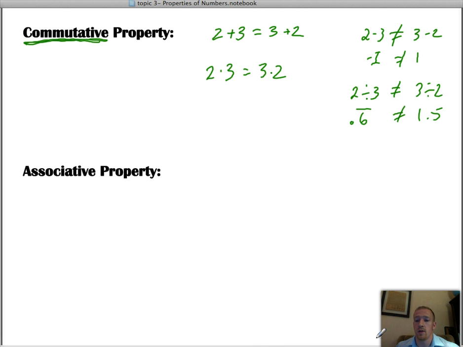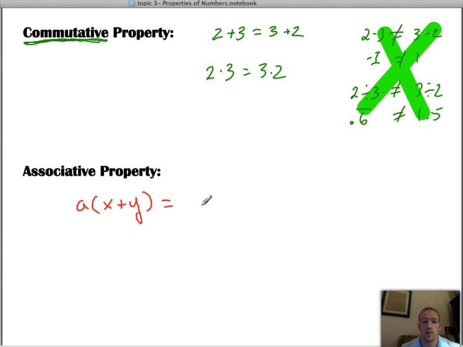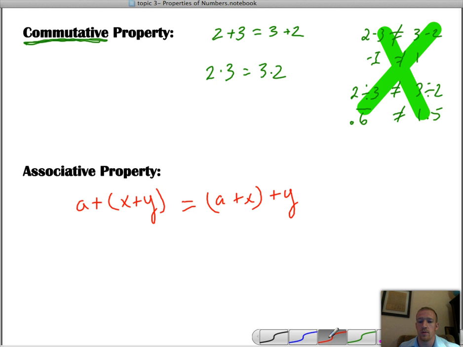So the commutative property is when you switch the variables or move them around, and you still get the same result. The associative property is when you group different terms together, does it still work under a given operation? So for like a plus (x plus y), does that equal (a plus x) plus y? So if it's all addition, does that work? Well, let's try with a couple numbers just to prove to you that it really does work.